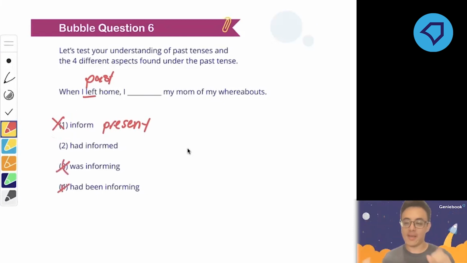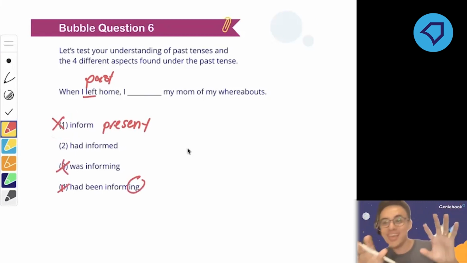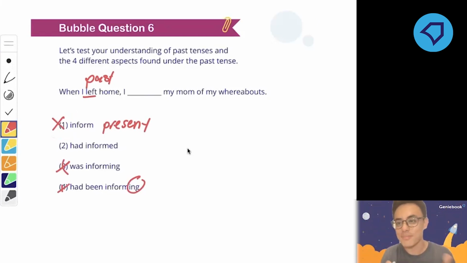And number 4, I had been informing, as well. How long do you need to say, hey, mom, do you know where I'm going to go today? No, mom doesn't do that. You just say, mom, I'll be at Orchard Road today. That's it. You don't need to tell a story. So the answer is number 2, I had informed. The action is fast. Boom, past perfect tense. So congratulations to the 70% of you who got this right.